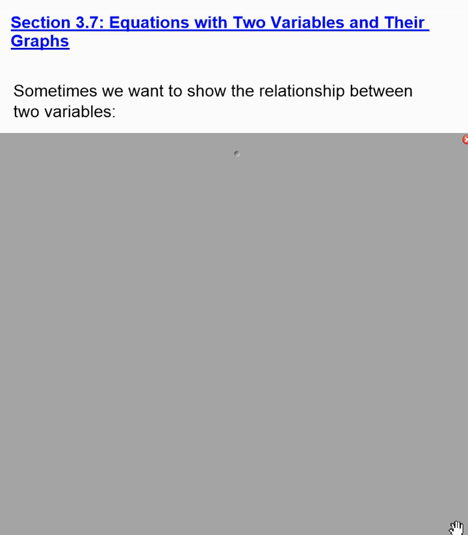In section 3.7, we're going to talk about equations with two variables and their graphs. So far we've worked with equations that had one variable, and you were looking for the solution to that equation. In other words, you were looking for the one value of that variable that would make the equation true. So sometimes we want to represent the relationship between two variables. This comes up a lot in the world.